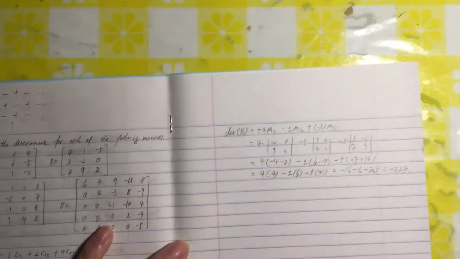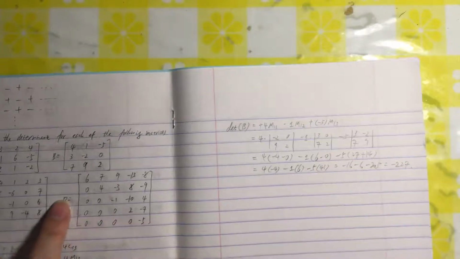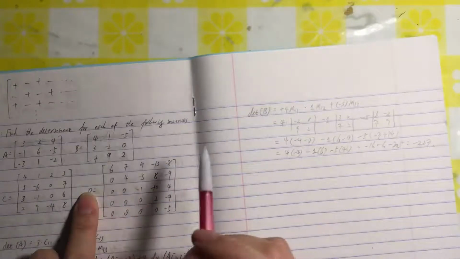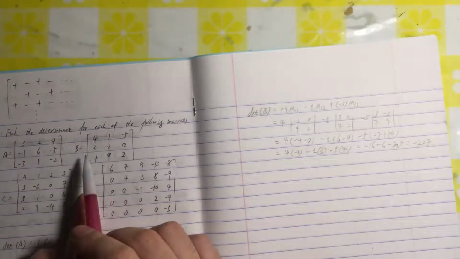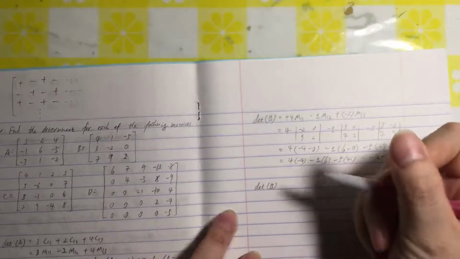Now, for matrix B, is there a better way? Is there an easier way to find the determinant? Remember, we can find cofactor expansion around any row or any column. If I find a cofactor expansion around the second row, will it be easier? Let's try. If I find a cofactor expansion around the second row, what do I get? Is it easier or not?